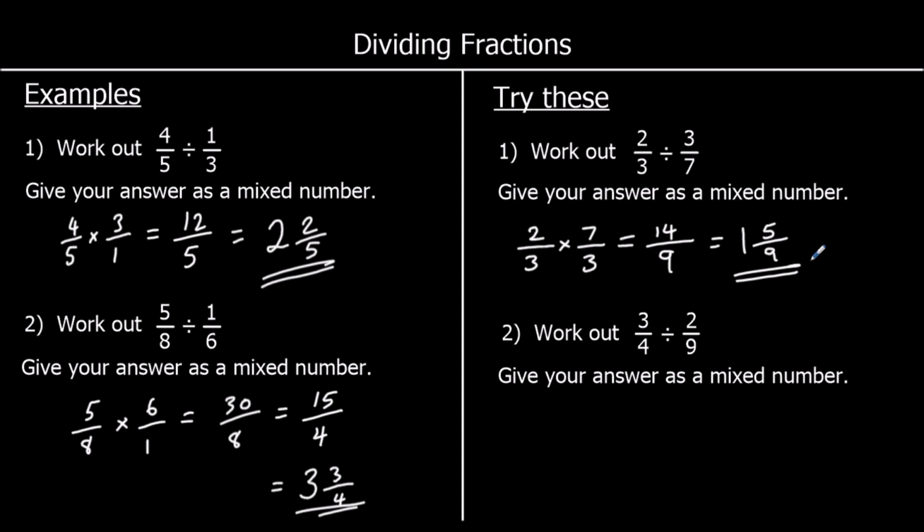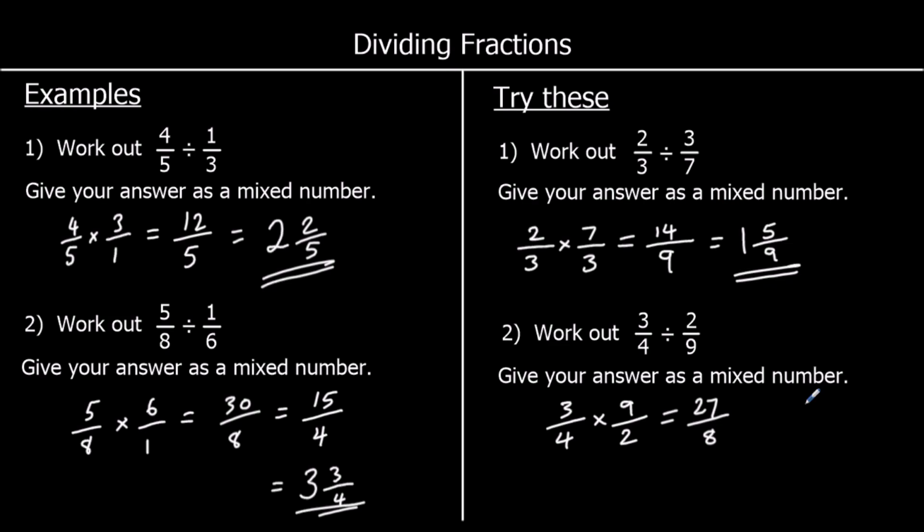Question 2. We've got 3 quarters divided by 2/9. So dividing by 2/9 is the same as timesing by 9/2. We're going to times the top and times the bottom. 3 9s are 27. 4 2s are 8.